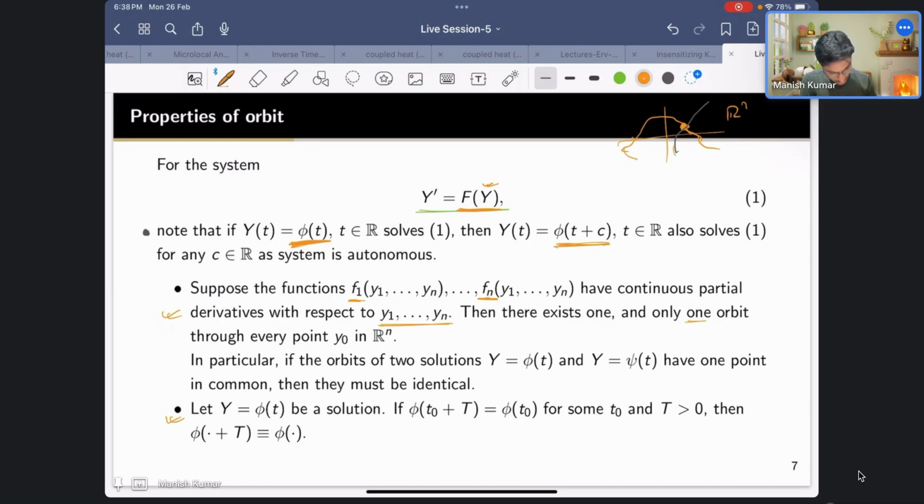So what I have written here is that if you have two orbits which have one point in common, that means they are intersecting at one point, then in that case they must be equal. I mean, two distinct orbits cannot intersect.